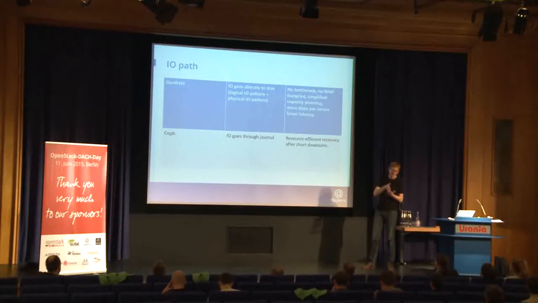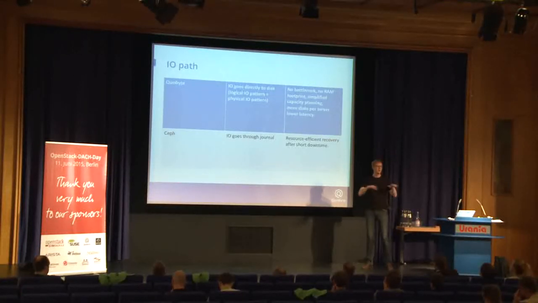Because of the way the journaling works, you always have a RAM footprint. I think there's a recommendation of 1 terabyte of drives needs 1 gigabyte of RAM. We don't have that. We're not using much RAM on the storage servers. And so you can also run Quobyte hyperconverged, basically running Quobyte and Nova compute nodes on the same machines, and then also benefit from the locality of access there.